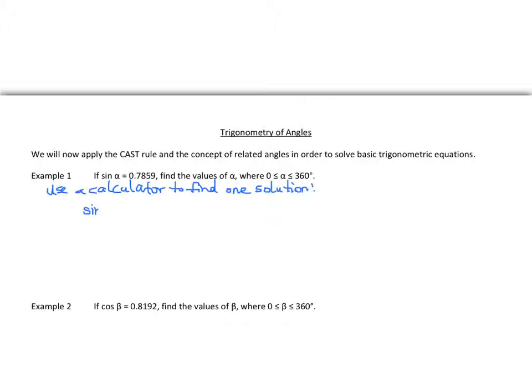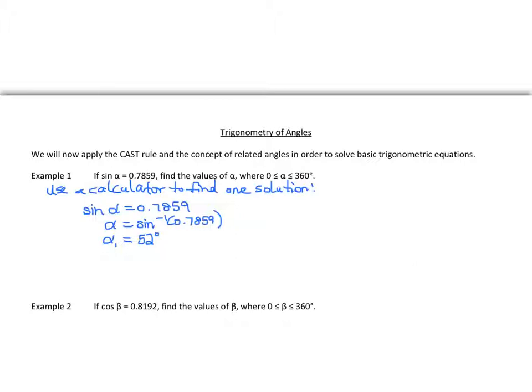So if sine alpha is equal to 0.7859, I can use the inverse sine button on my calculator to find one solution to this equation. Typing that into your calculator, ensuring that your calculator is in degree mode, will give you one solution. So I'm going to mark that with a little subscript 1, which is 52 degrees. Now, I'm saying one solution because this equation has more than one solution, because as we've been studying, related angles have the same trig ratios.